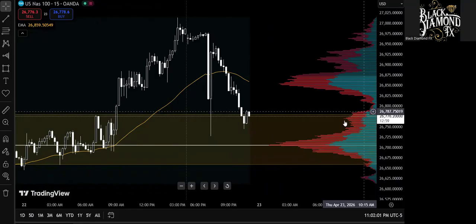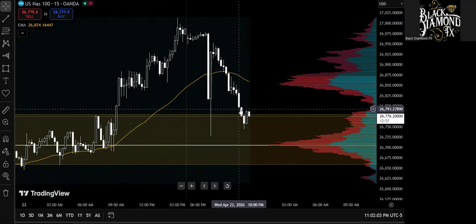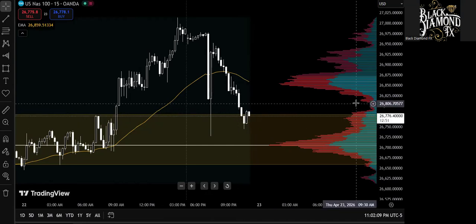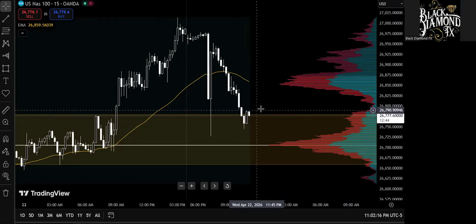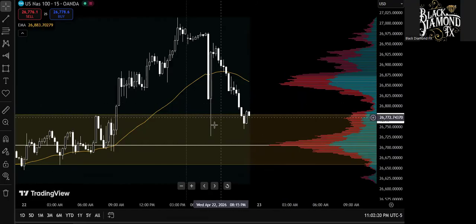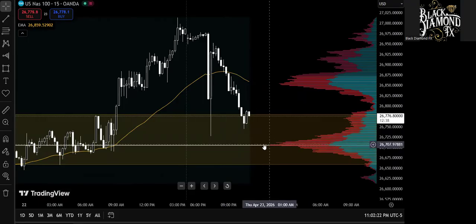Well, what happened at the low volume nodes is price likes to move either quickly through it or reject. So see how we're getting that rejection? See how it moved fast through it? This valley, it moved fast through it, came back up. See how it's rejecting off of it now? So this is probably going to either keep coming down or we're going to sweep this back into this high volume node and then go up.